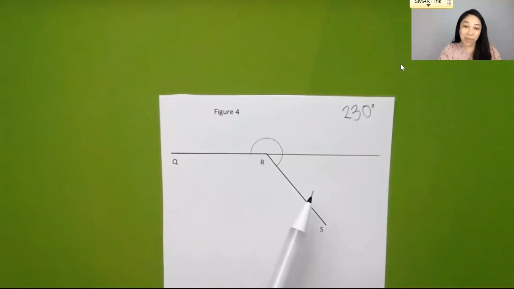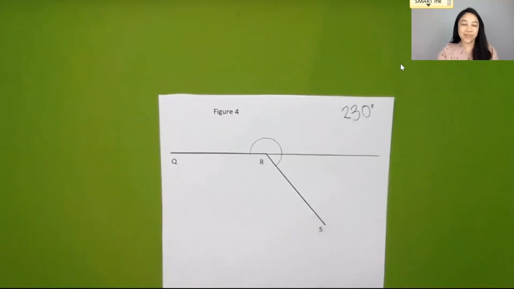Pause here to measure this new acute angle. I'll be here when you get back. What is the measure of the new acute angle? 50 degrees. Let's go ahead and label that angle with its measure.